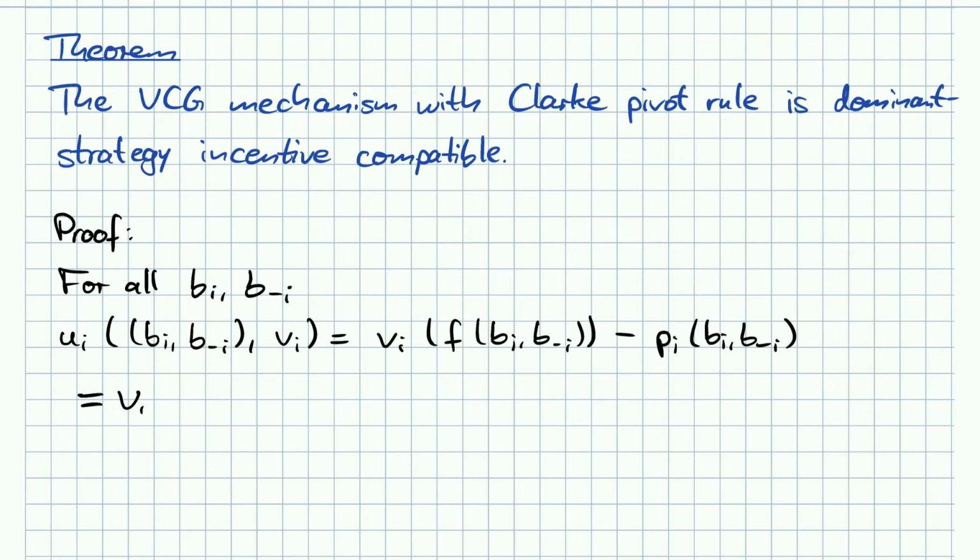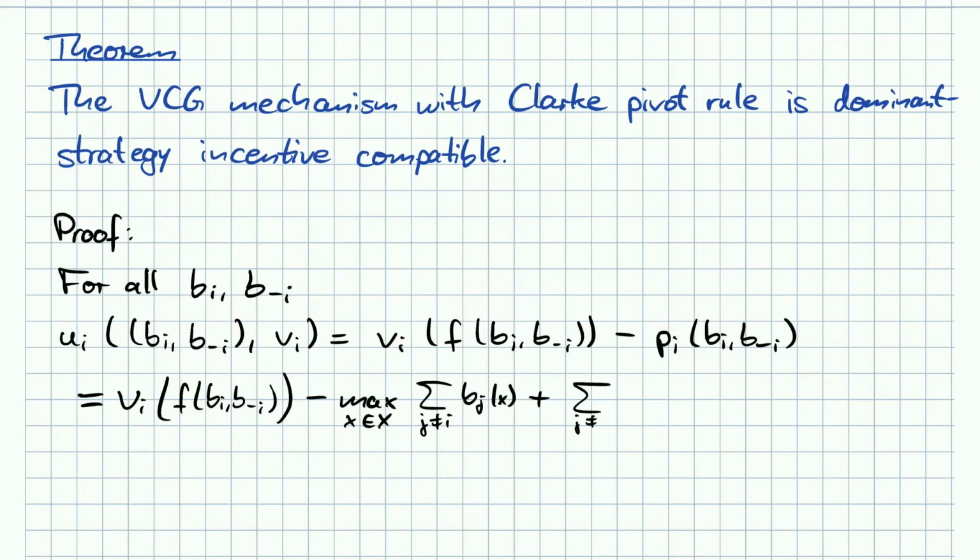So this will be equal to v_i of f(b_i, b_-i) minus the maximum over all x of the sum over all j not equal to i of b_j(x), plus the sum over j not equal to i of b_j(f(b_i, b_-i)). Where did this plus come from? We had a minus term in our definition of the payments, and because we have a minus here, they together give us this plus.